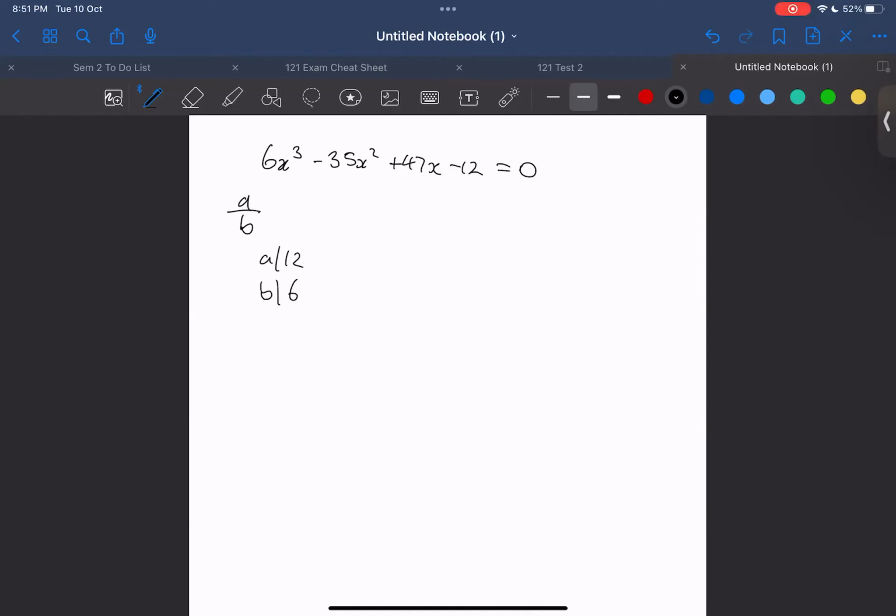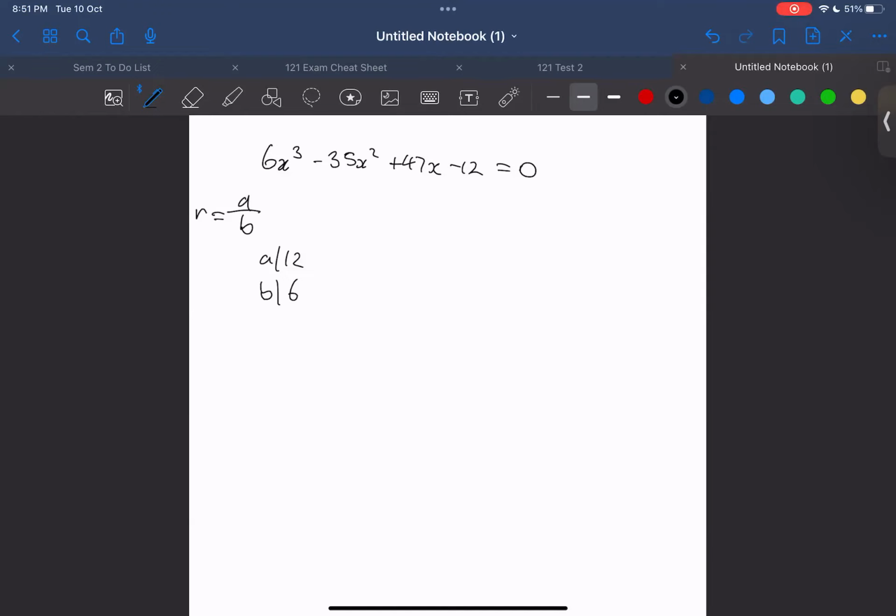Okay, let's check x equals 1, for example, right? So we have a is equal to 1, b is equal to 1. So we get x equals 1. Well, this is our root, right? So let's see, is 1 a root? Well, you plug in x equals 1, you get 6 minus 35 plus 47 minus 12. That does not seem like a root to me.